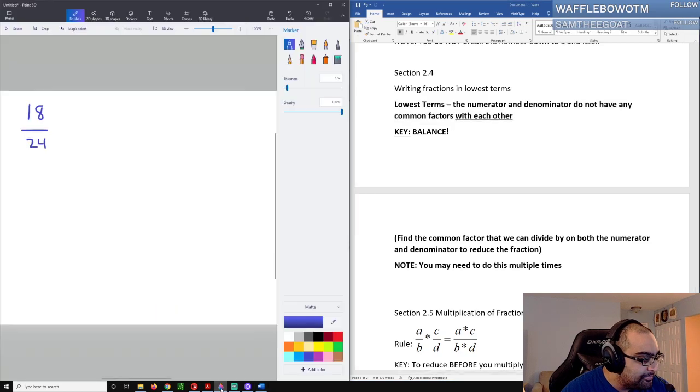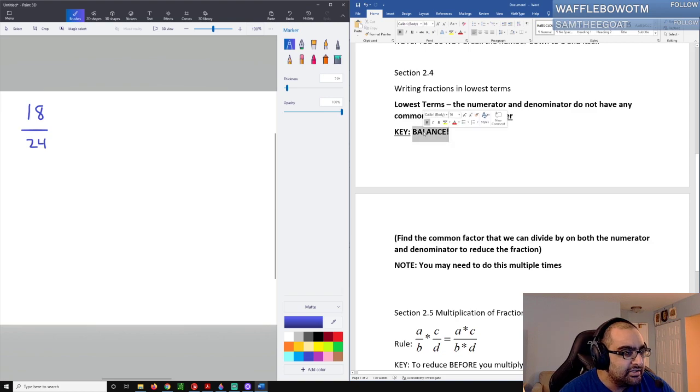Now, the important part about this particular problem really stems from two things. The first thing is the key. The key to this problem is basically the key to all of algebra. The key to all of algebra is the word balance. What we do on the numerator is what we do on the denominator. We have to make sure that we balance things out.